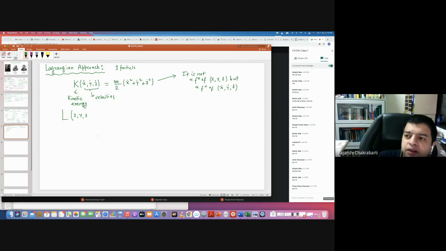Now I define a function, which is a function of x, y, z and also a function of x dot, y dot, z dot, and the function is defined as follows. I take this kinetic energy K, which is a function of x dot, y dot, z dot, and I subtract the potential energy from it, which is a function of x, y, z. This is only a function of x, y, z.